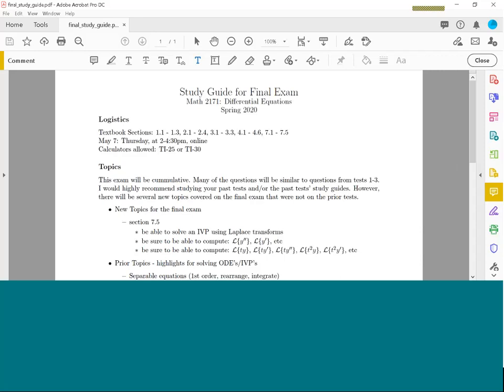Chapter 4 was our higher order stuff. So this was homogeneous differential equations, then our method of undetermined coefficients, then our method of variation of parameters. And lastly, there in chapter 7, that's all the current stuff we're doing, all of our Laplace transform stuff.